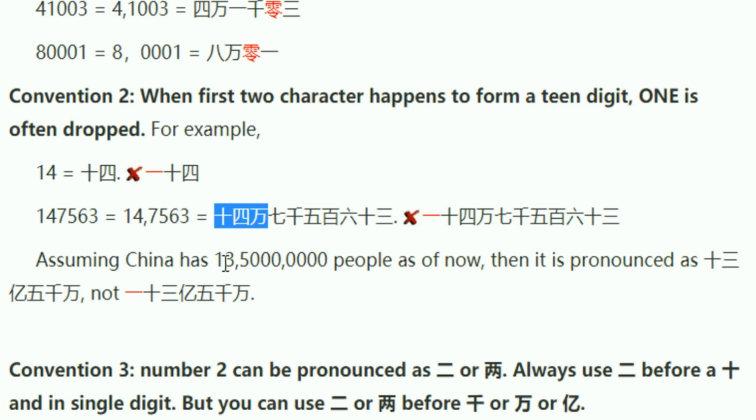Assuming in China, we have 13,5000,0000 people. So I have to count that. We have 2 commas. The first comma is 万. The next comma is 亿. So you would say 十三亿五千万人. Assuming we have 13.5亿人, we don't say China has 一十三亿. No, that's not the convention. People don't say that.